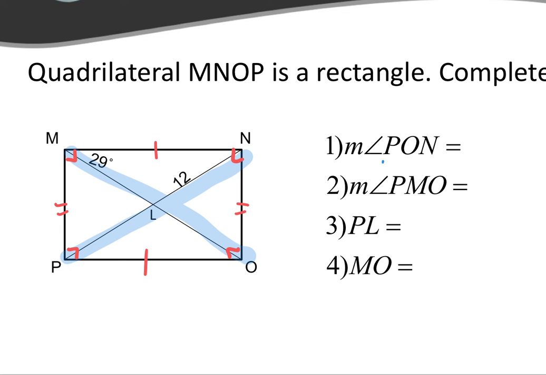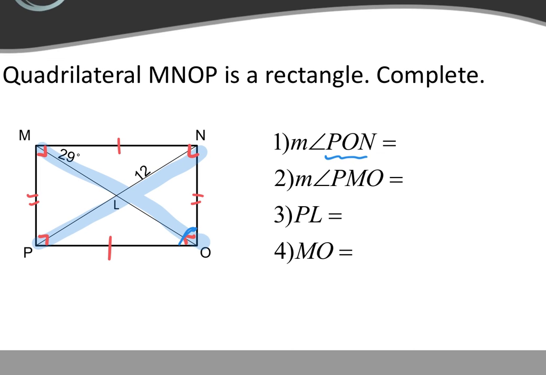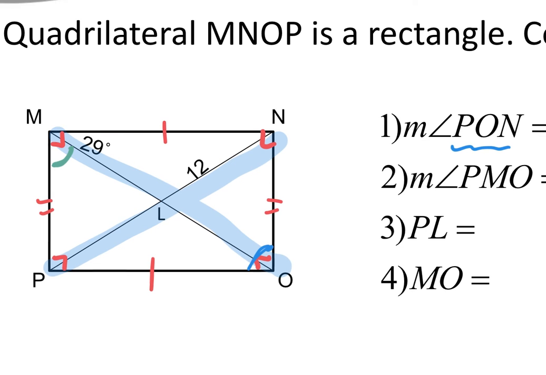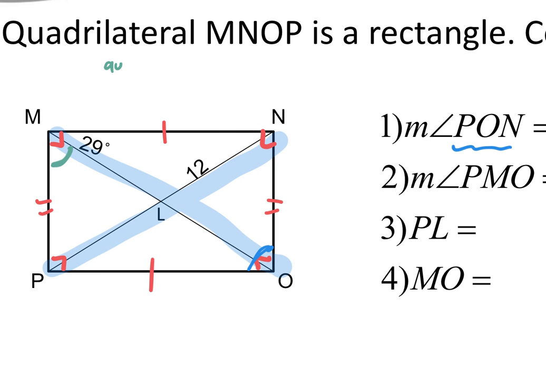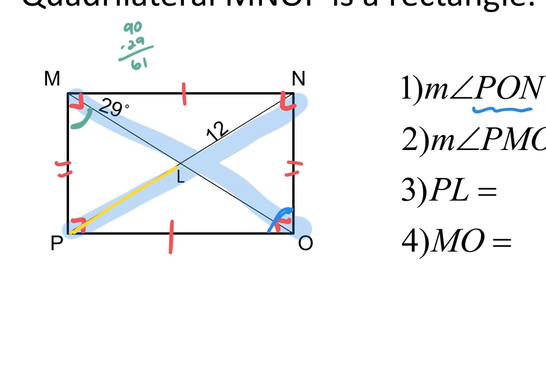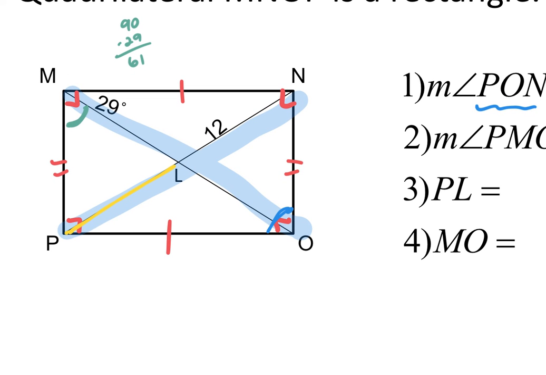So PON, which is the big angle right here, we just said was 90 degrees. PMO, which is this smaller angle here. How do I find that? 90 minus 29. Good. AKA 61. PL is this part of my diagonal. So it's also 12. Good.